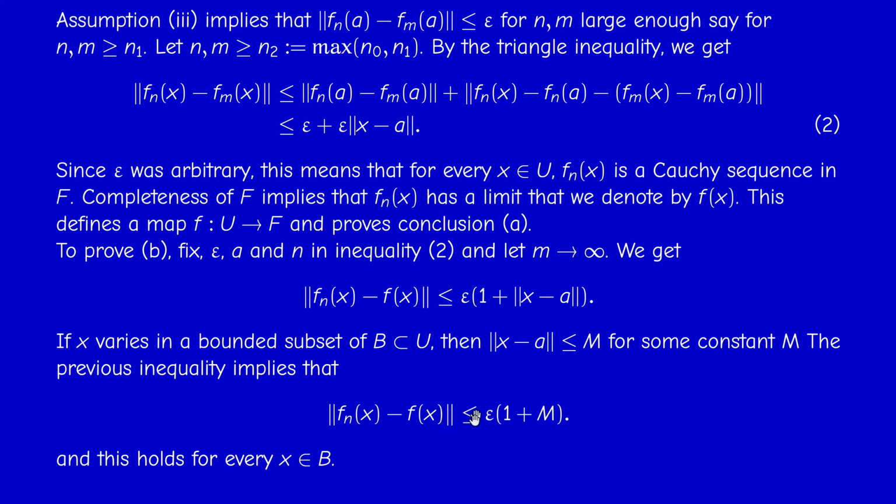Since epsilon was arbitrary, this holds independently for every x. The point is that M is independent of x, but it depends on the set where x varies. This is really the meaning of uniform convergence on the set B. So this proves the second conclusion.